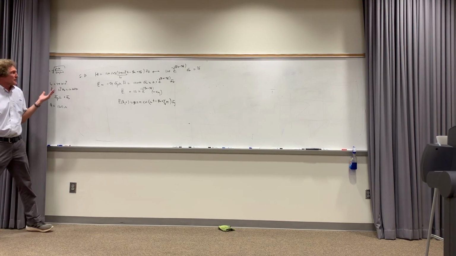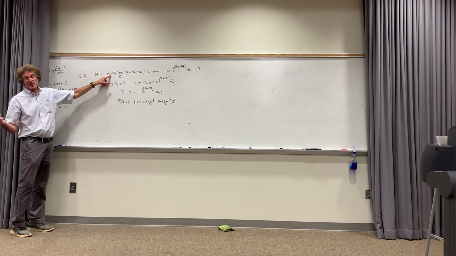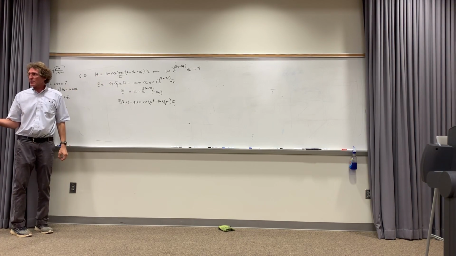Now, one other thing about this, just by inspection, you don't see an e to the minus alpha z. You don't see any decay, right? That means it's lossless, right? And in free space, it has to be lossless. All right. Any other questions about the homework?